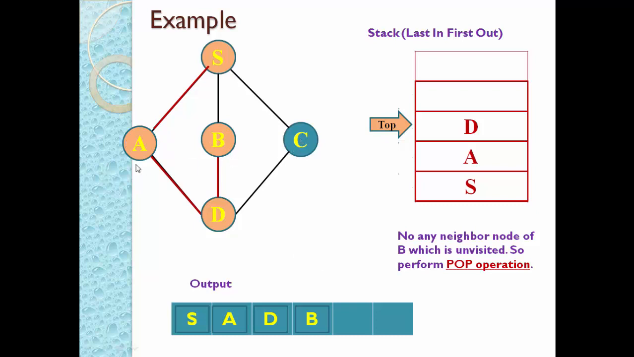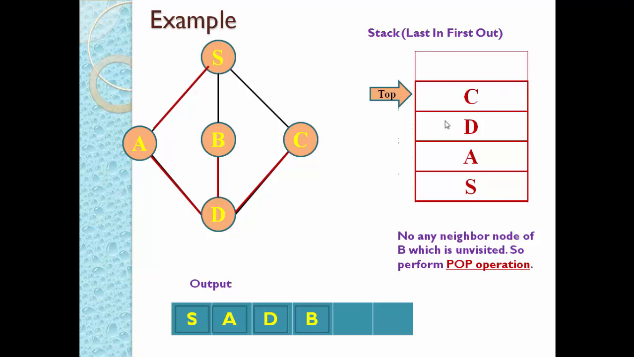Here A and B are both already visited, so we have only one option, that is C. So now we can select C first. Select C, visit this C, and then store C inside the stack. To store the C node inside the stack, we have to increase the top pointer by 1, and then we can store C inside the stack.